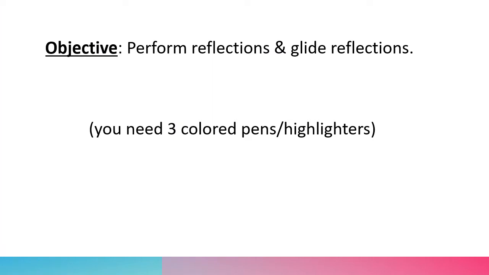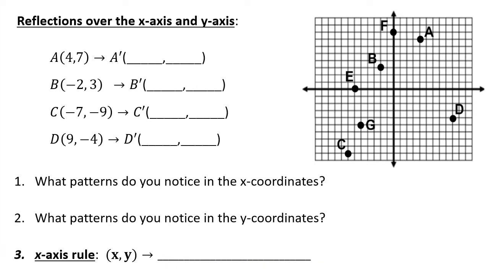All right, so today's objective is to perform reflections. We're going to start this lesson by reflecting points over the x-axis. If I take point A and pick one of my colored pens and reflect point A over the x-axis, this is 7 units above the x-axis, so I'm going to move that 7 units below the x-axis. And this is going to turn into point A prime. So I'm going to mark that A prime.